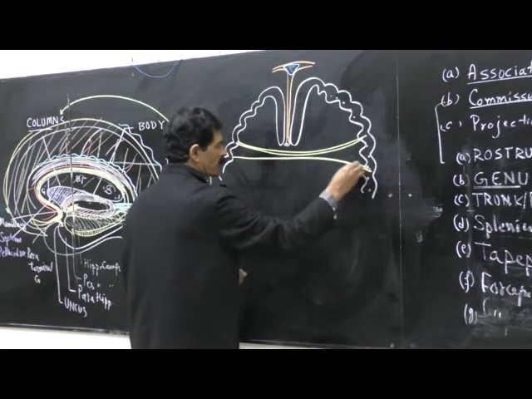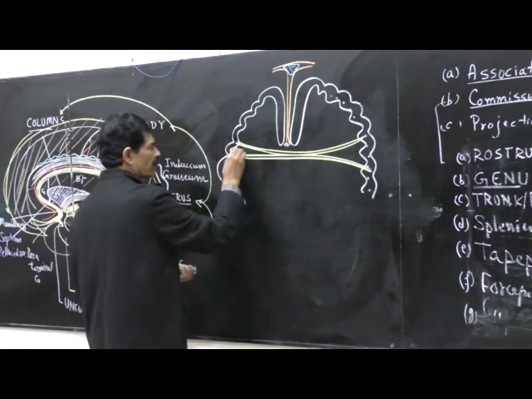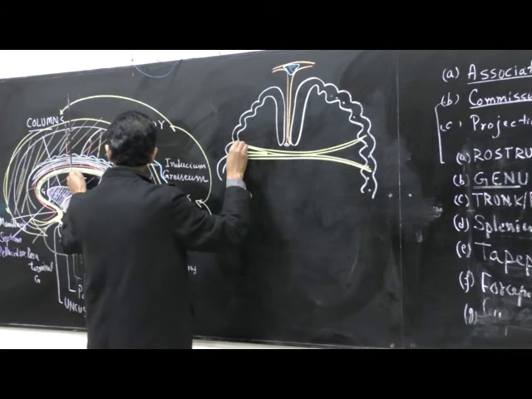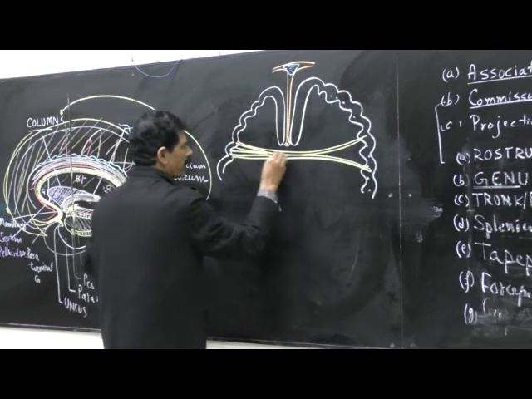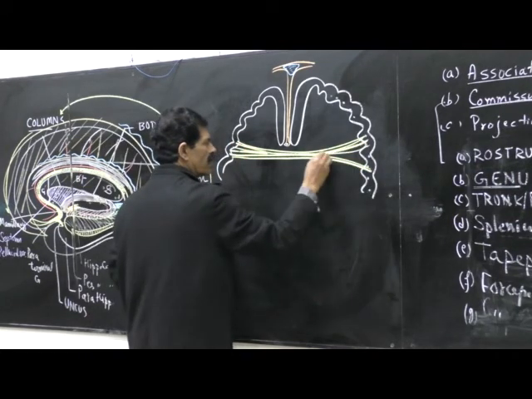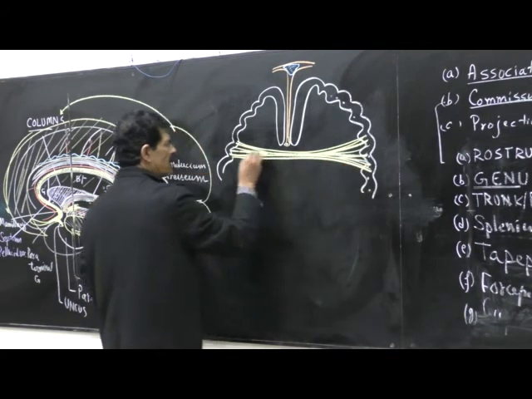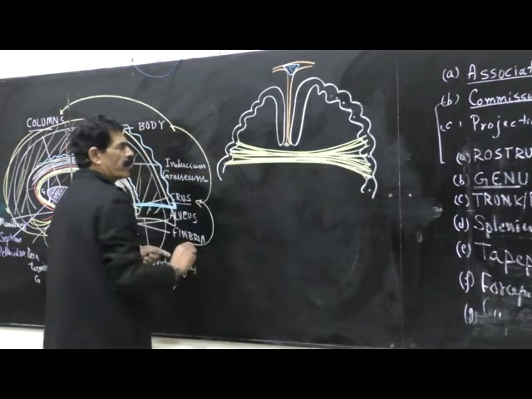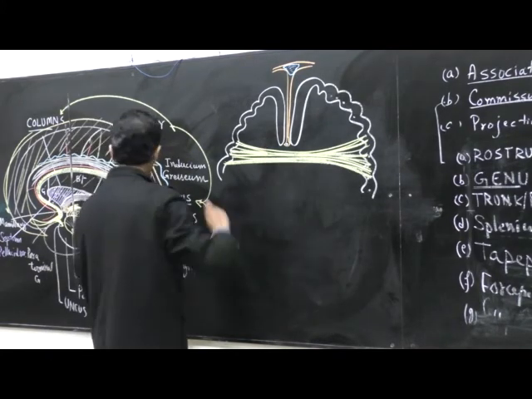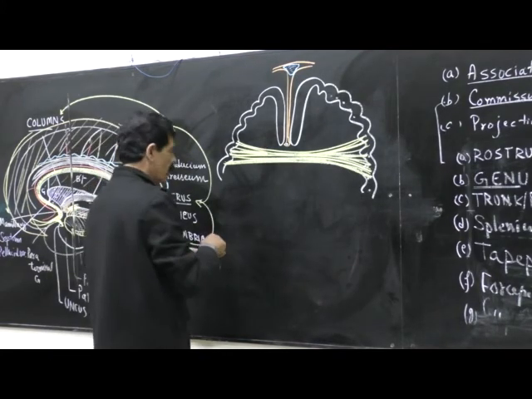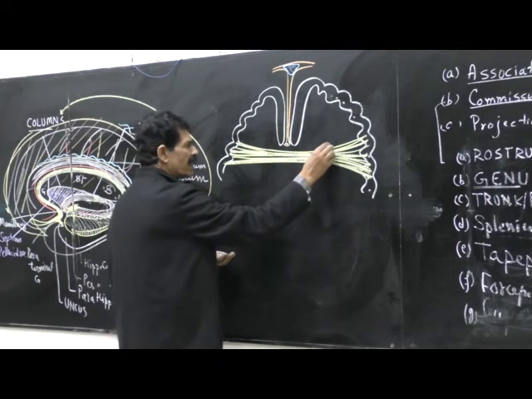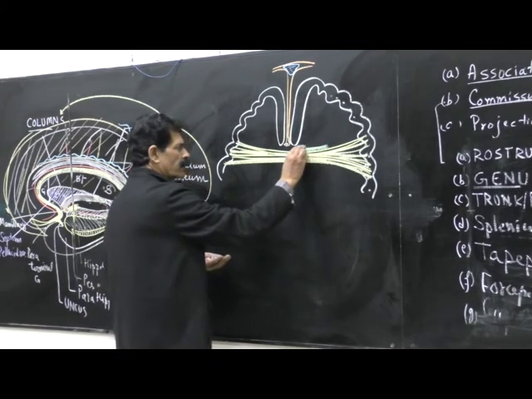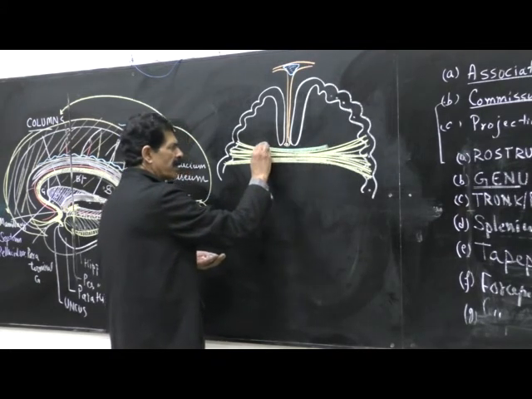This is the corpus callosum in cut section. With the help of this diagram, we can make the coronal section of the corpus callosum relations. This is the superior surface of the corpus callosum, and we know the superior surface is related to a sheet-like structure that is called the indusium griseum.